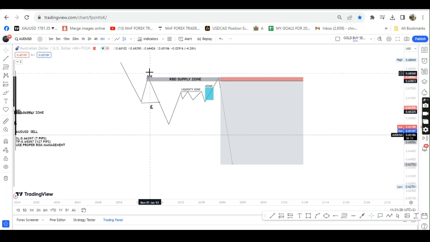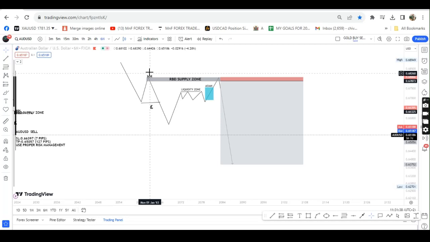And then very important, you have to go to the lower time frame and find the order block at this level right here. Remember, the order block in a bearish case is the last bullish candle before the bearish move, and the opposite for a bullish scenario. And then once you have that one, come to this level right here.